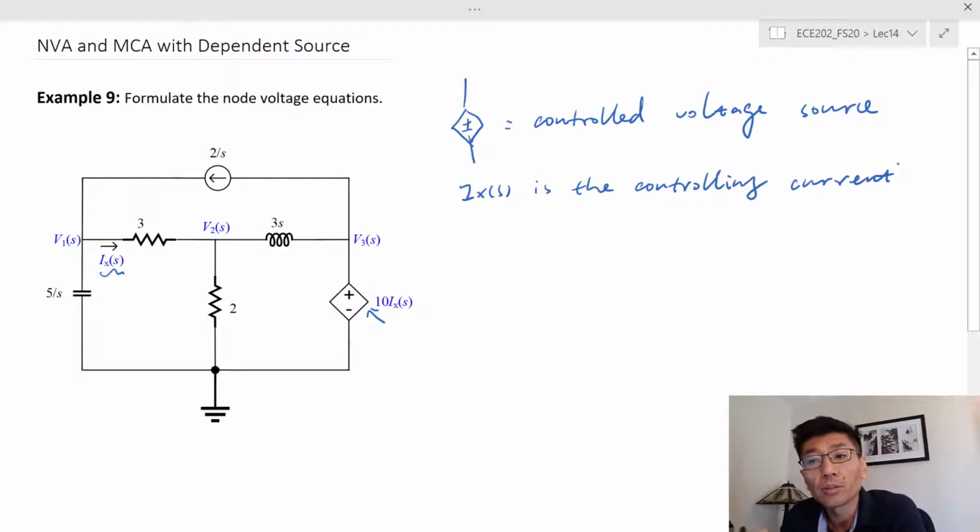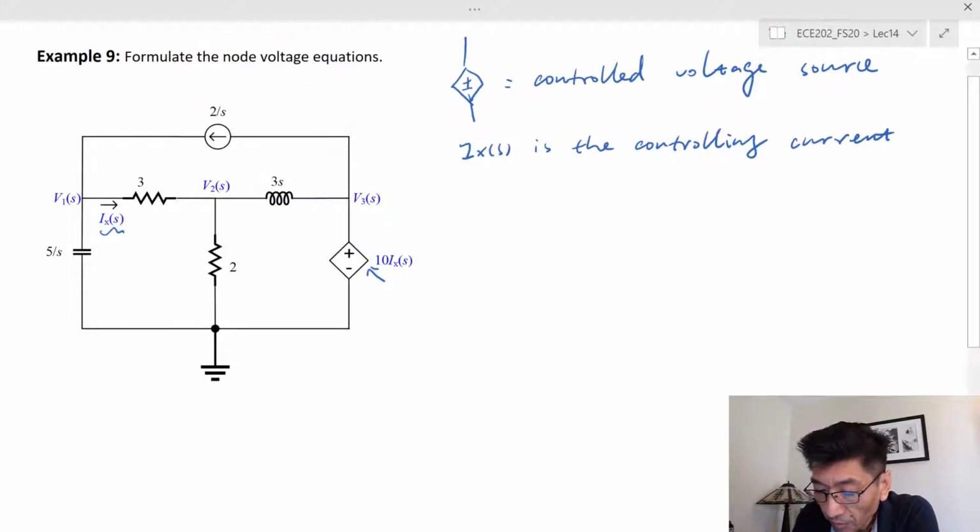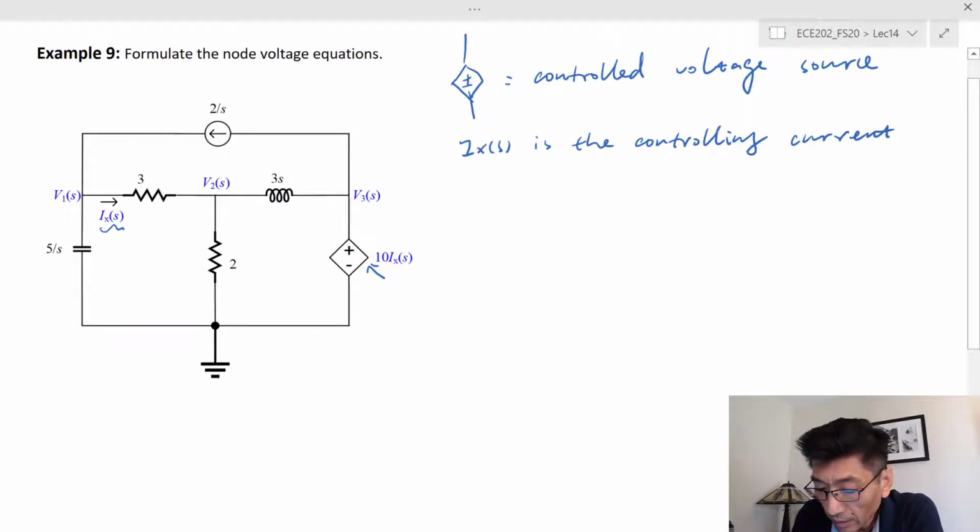Those kinds of controlled sources are typically used to model physical systems, because in actual physical systems, it's very rare that you have a controlled voltage source. We typically use this to model the physical system or the physical components. When you write the equations, you first treat the dependent source as an independent source, and then finally you need to get rid of the controlling variable by relating it to the node voltages. Let's do that and show what the steps would be.